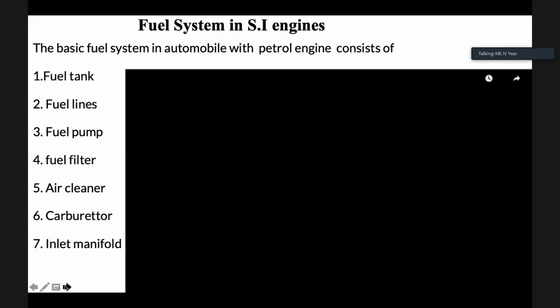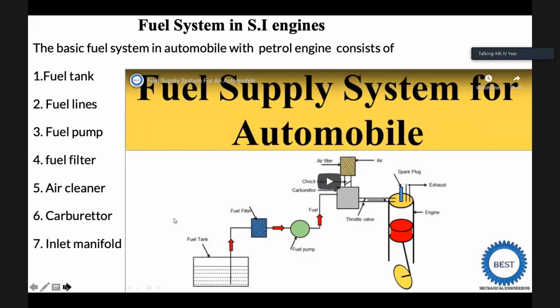Now, what are the different components of a fuel system? First we will see our SI engines or spark ignition engines, or we can say petrol engine. Basic components I have written out here. First we will be having our fuel tank, fuel line, there will be fuel pump, fuel filter, air cleaner, carburetor, intake manifold. Okay, in this diagram, if you are able to see this, this is the line diagram.